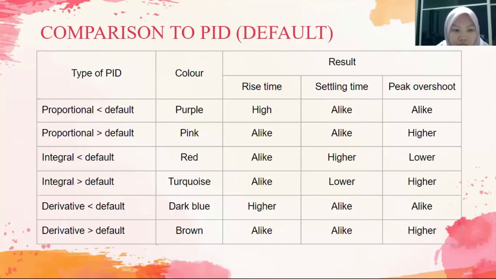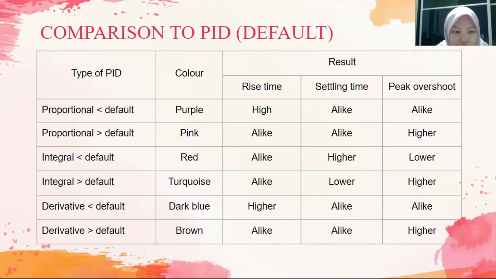Then we try to change the integral. Integral lower than default shows a rise time that is almost the same as the PID default, and higher settling time and lower peak overshoot. While integral bigger than the default still has almost the same rise time, but lower settling time and higher peak overshoot.